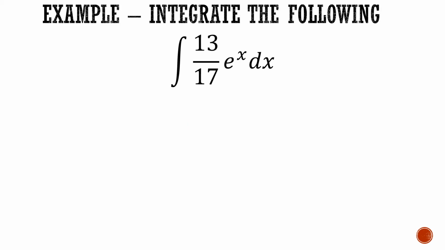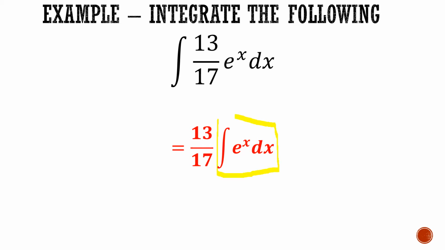All right, so next example, we have integrate 13 over 17 e to the x. So the first thing I'm going to do is pull that 13 over 17 out. I don't necessarily need it in my problem. It's just a constant, so I can pull it outside of the integral. Now, once I pull it outside of the integral, I realize that all I'm truly integrating is the integral of e to the x dx. And again, we should know that since the derivative of e to the x is e to the x, then the integral of e to the x is e to the x. And so we have 13 over 17 e to the x, and then again, we always have to add that plus c.